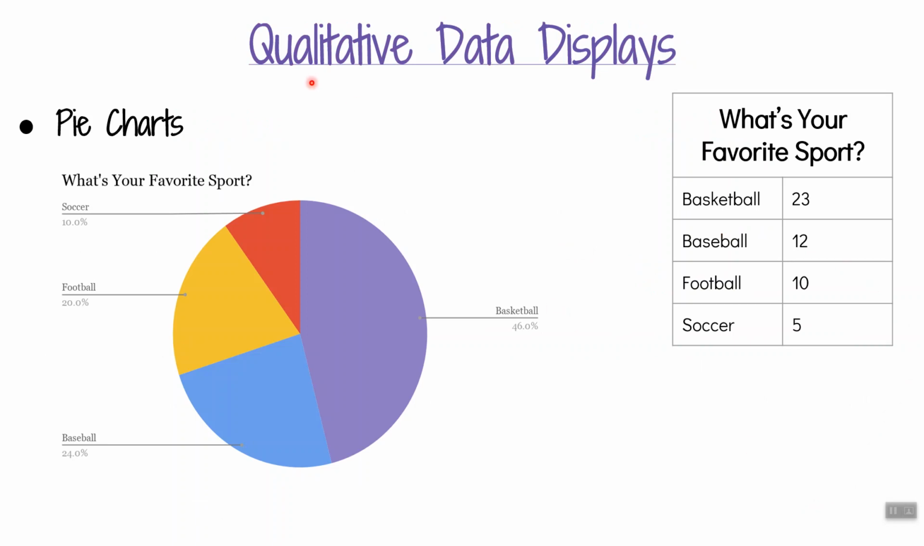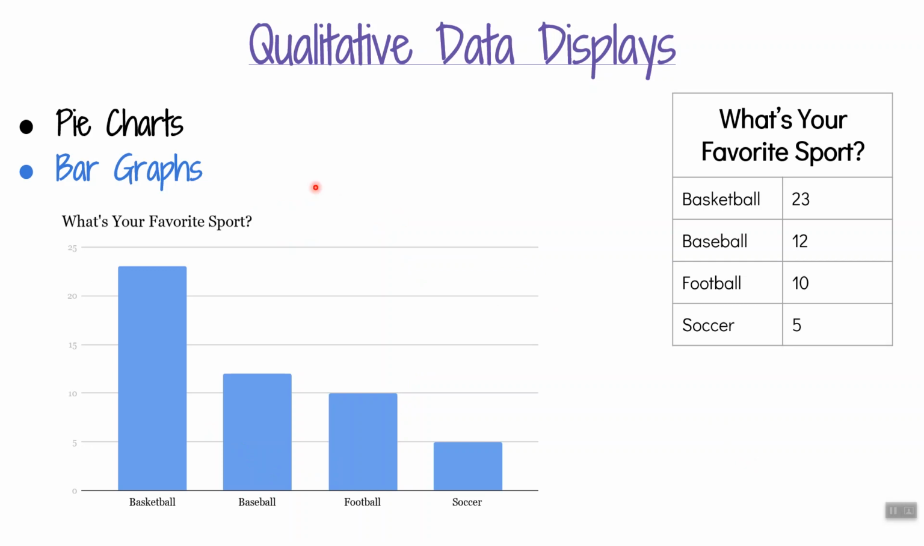So some ways you can display qualitative data are with pie charts. Whatever has the biggest slice of pie is the category that got the most responses. The smallest slice of pie got the least responses. Sometimes these are called circle graphs. I'm sure you made some of these in elementary school, or at least had to read some.